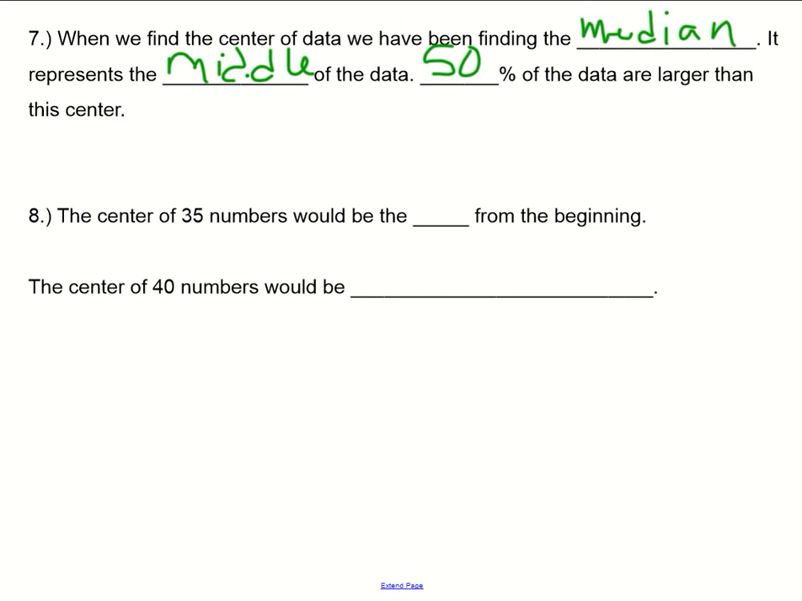Well, if you think about it, 35 can be divided up into 17, 17, and 1. That 1 in the middle would be it, so that would be the 18th number.